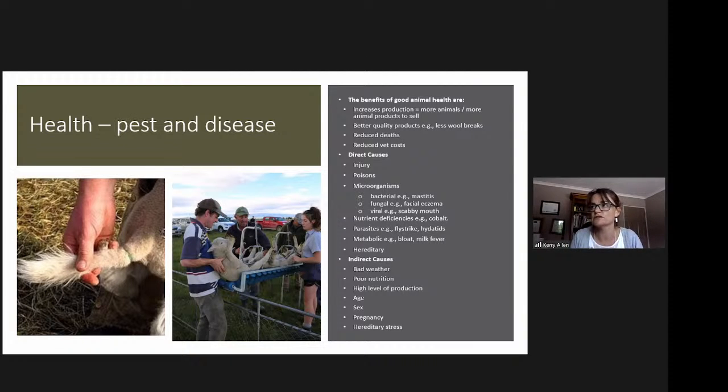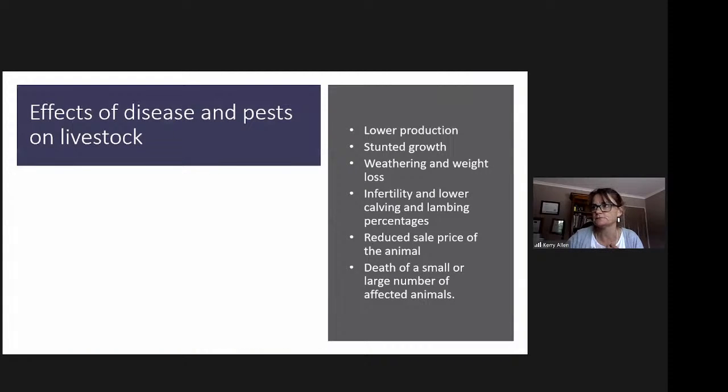So direct causes of these are injuries, poisons, microorganisms, parasites. The list is up there. And then we have indirect causes such as bad weather or poor nutrition, their age, etc. There's other factors up there as well. So some of these can play a part in why they may be unwell. So you're trying to minimize those as much as possible.